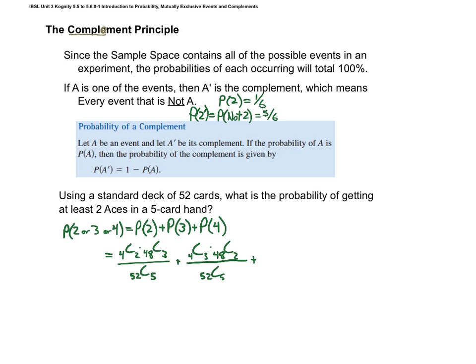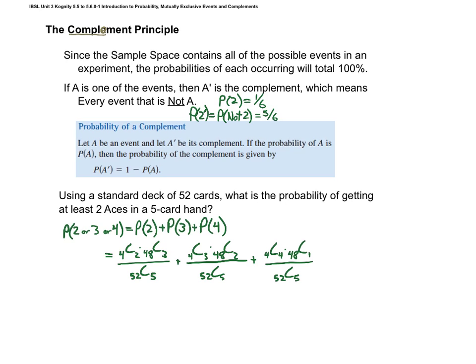And then we do the probability of getting all 4 aces. So we have 4 aces, we want all 4 of those, times, we have 48 other cards, and we only want to get one of those, all over 52 choose 5.